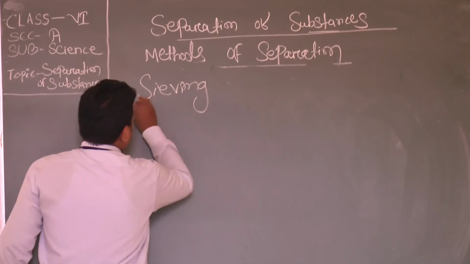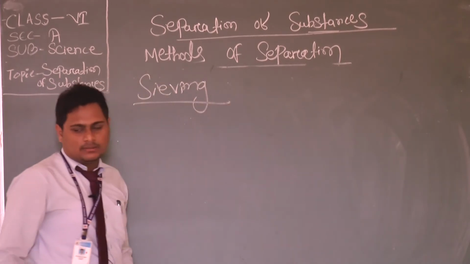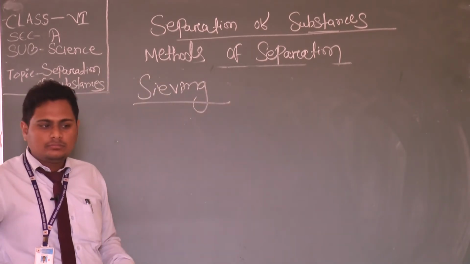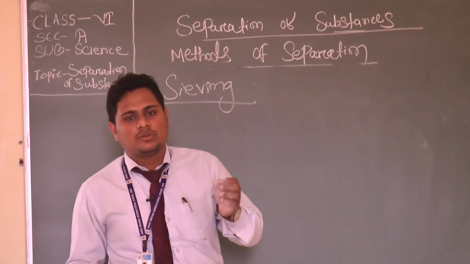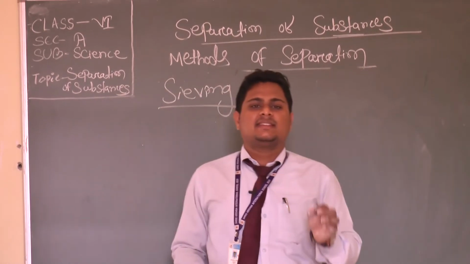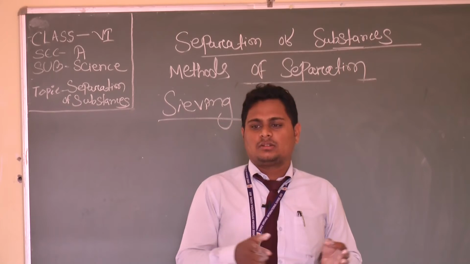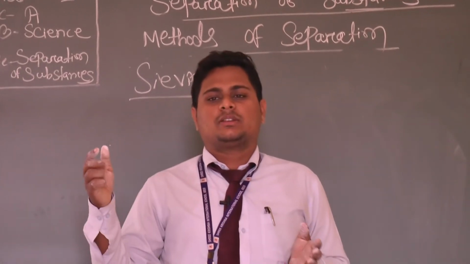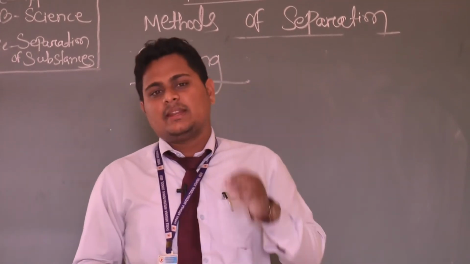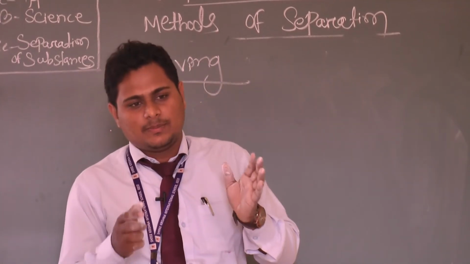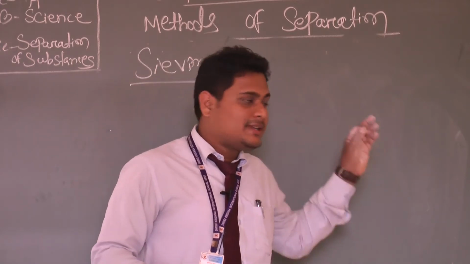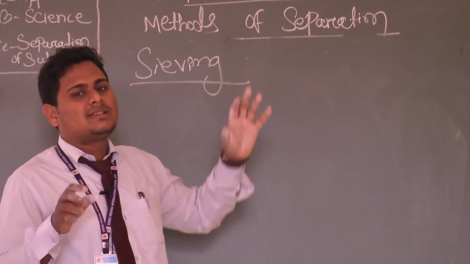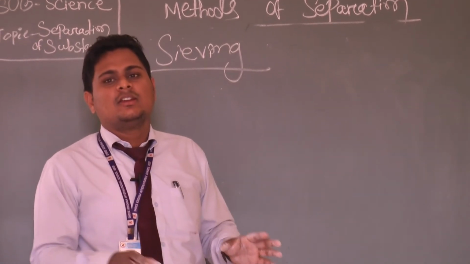S-I-E-V-I-N-G. So what do you mean by sieving? In the hand picking method, we saw the removal of unuseful substances. In threshing, we saw the separation of grains from stalks. Then in winnowing, we saw the separation of lighter particles from heavier particles.